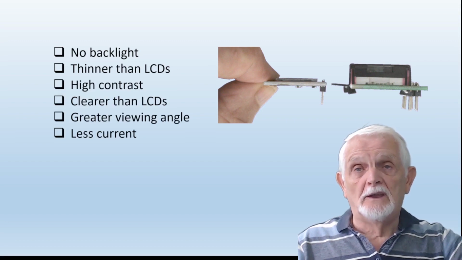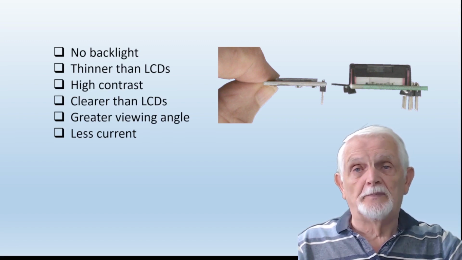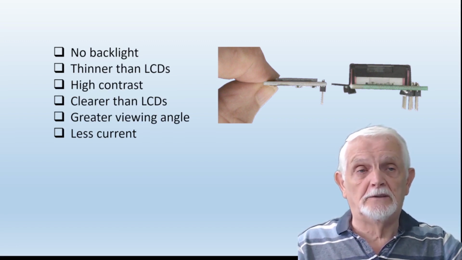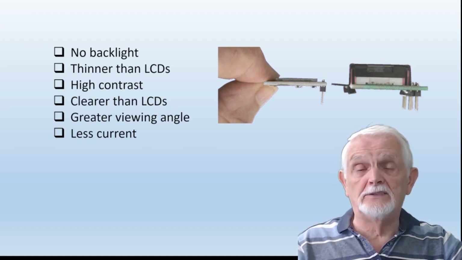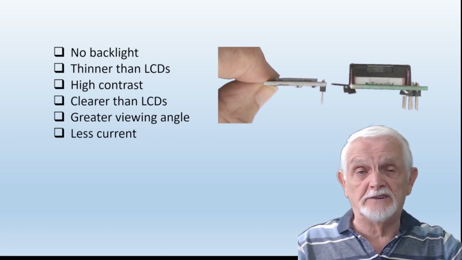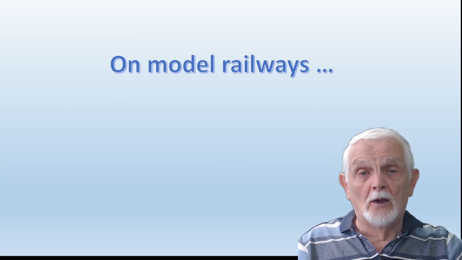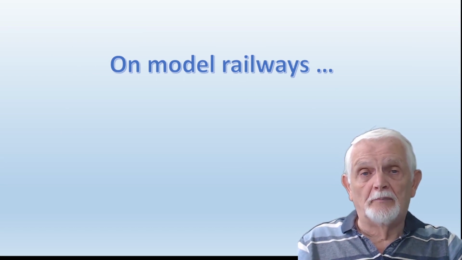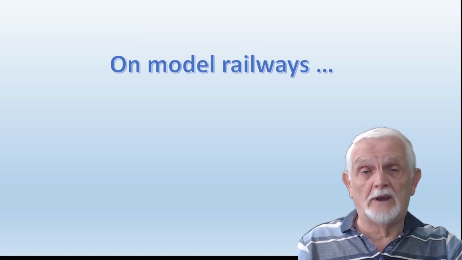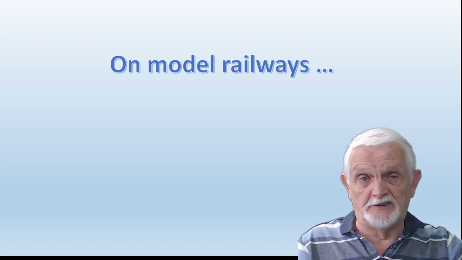And because they have no backlight, there's much less leakage, you get higher contrast, therefore they're clearer, you get a greater viewing angle, and importantly from our point of view, they take a lot less current than their LCD equivalents. On model railways, everything's in miniature, and thankfully OLED screens are available in small sizes for our purposes.